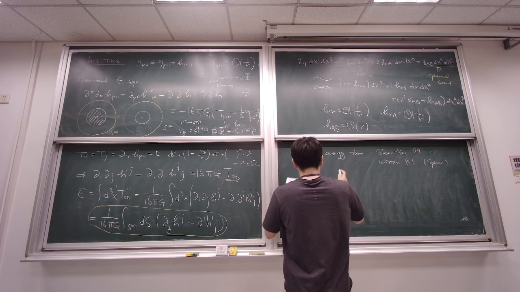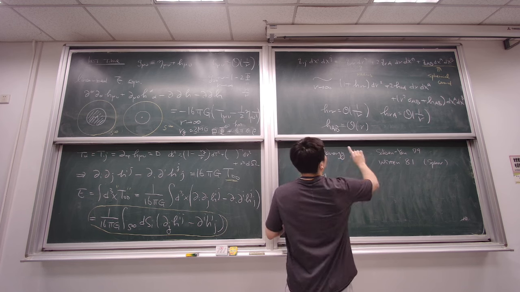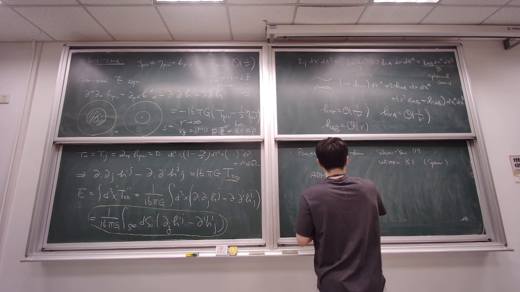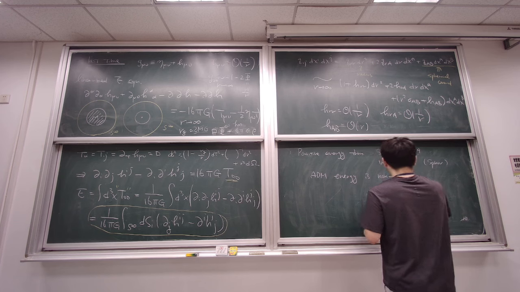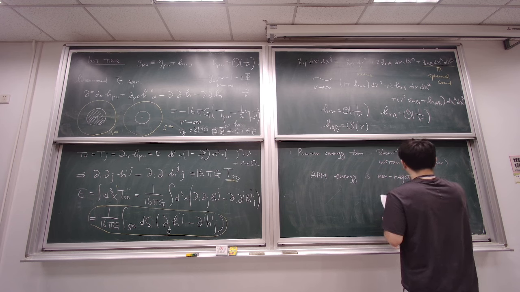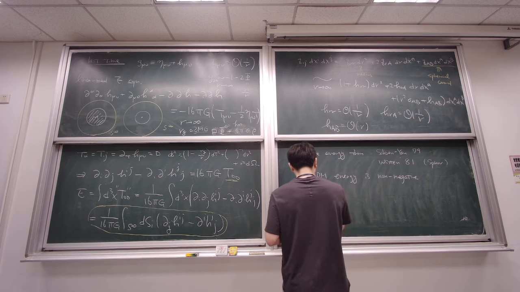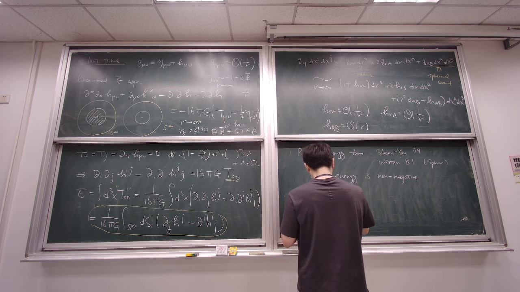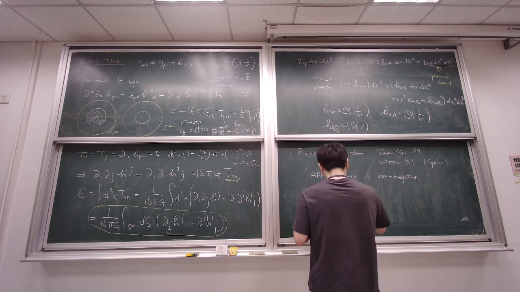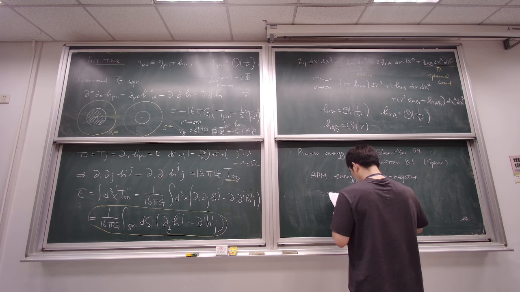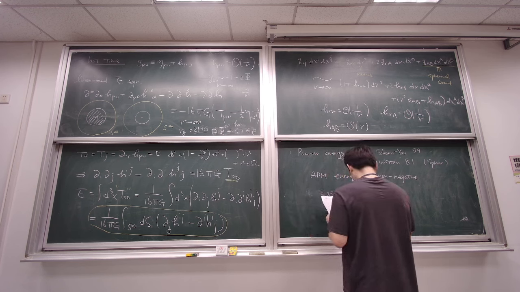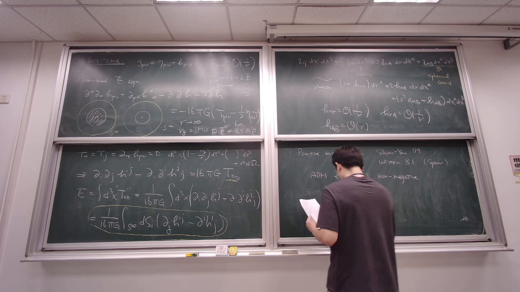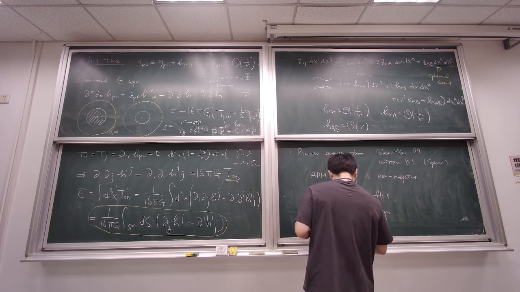So the theorem states that the ADM energy is non-negative, if you assume the spacetime is asymptotically flat, and obeys the Einstein equation and the so-called dominant energy condition.